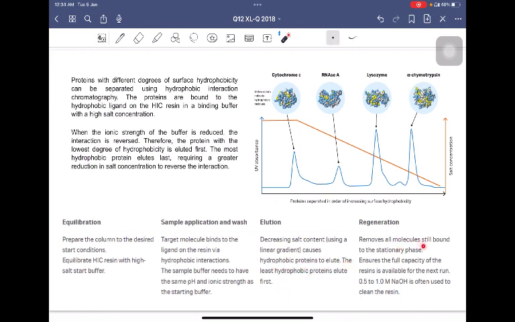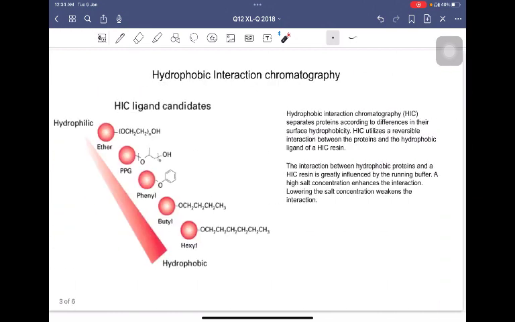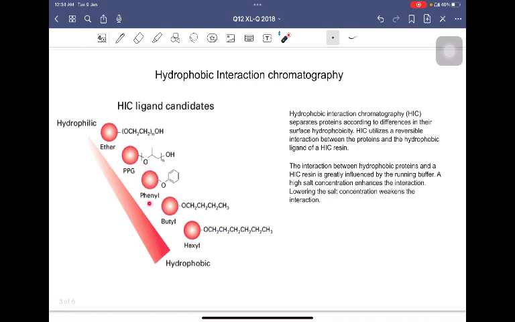And regeneration: remove all the molecules to ensure full capacity so that the resin is available for the next run. We should clean the resin with 0.5 to 1 normal sodium hydroxide. So this is hydrophobic interaction chromatography, and the matrix that can be used for such a chromatography is phenylsepharose, and the elution conditions should be decreasing concentration of salt.